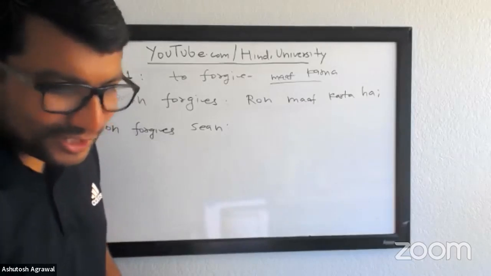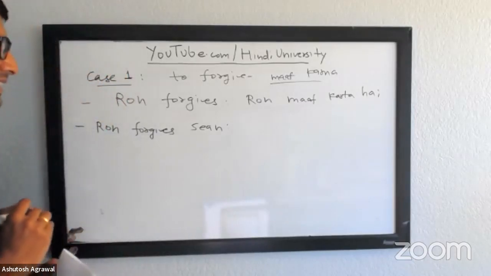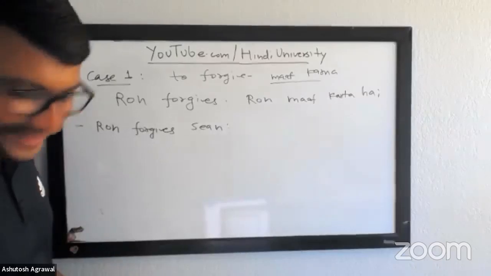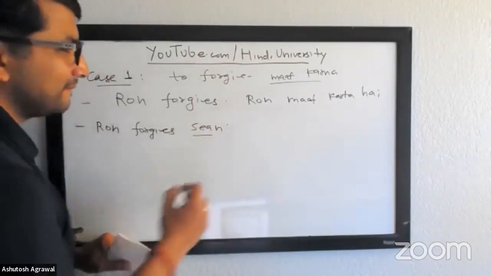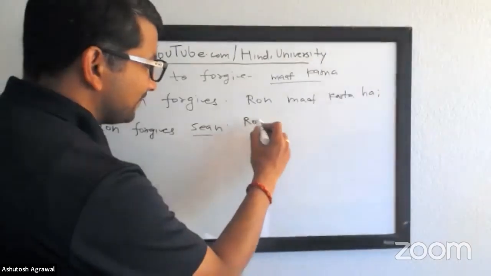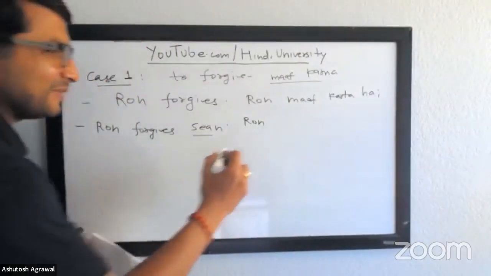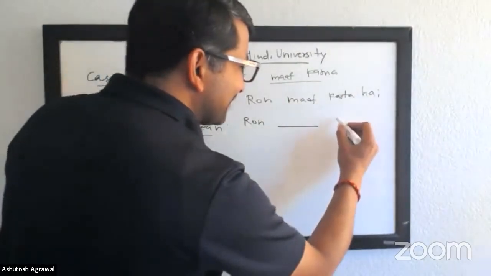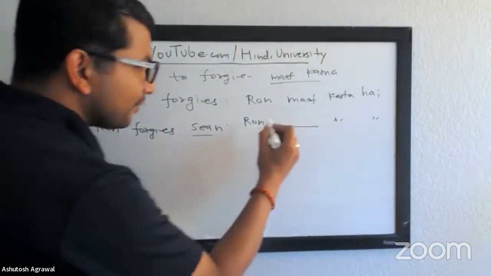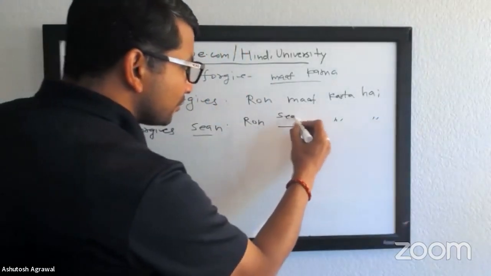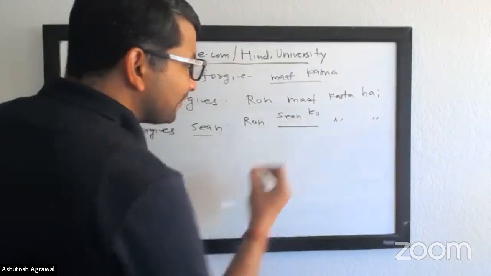Okay. Rita ji, how are you doing? Give it a try. Ron, Sean ko maaf karta hai. Beautiful. There you go. So you already have this one. Maaf karta hai. All she did was add Sean ko: Ron Sean ko maaf karta hai.